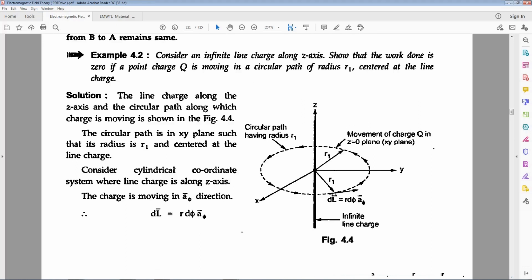A small differential length is assumed on the circular ring. The dl bar is equal to R into d phi a phi bar. Because it is circular, we have only dl bar is equal to R into d phi a phi bar. We are not considering the dr and we are not considering the z also. So in the cylindrical coordinate system, the line charge is along the z-axis. Dl bar is equal to R into d phi a phi bar.